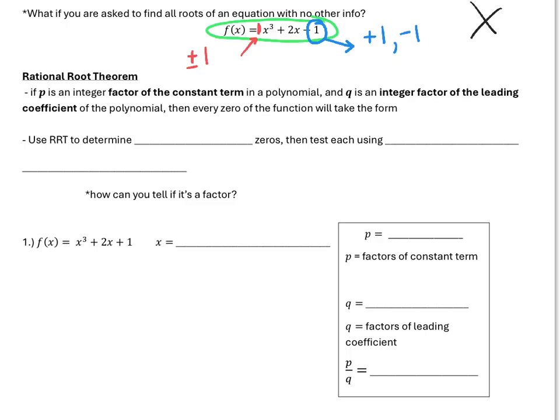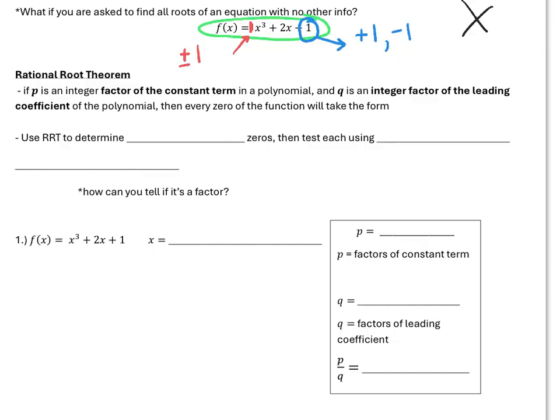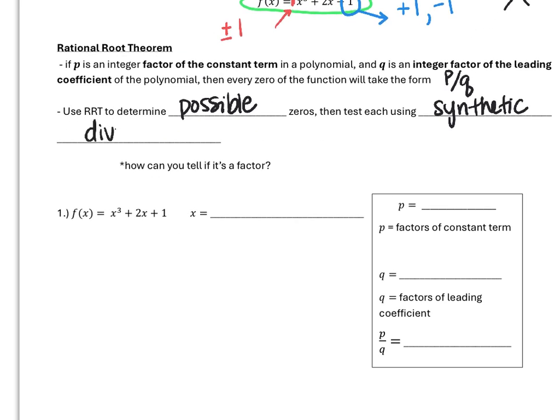So if you can identify p and q, then you know that every rational zero will take the form p over q. So we're going to use this rational root theorem to determine possible rational roots, rational zeros, and then we'll test each using synthetic division. We can tell if something is a factor because when we get down to the end, we'll have no remainder. So if we end up without a remainder, we know this is a factor, and we can keep working to find all of the factors.